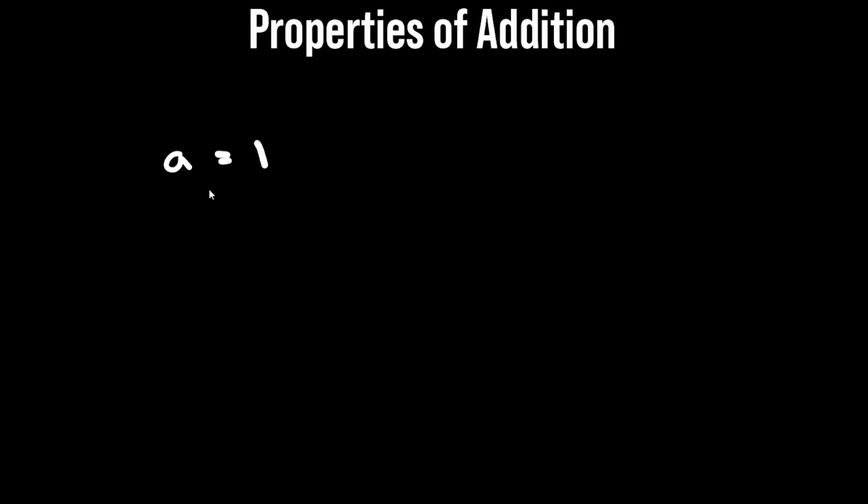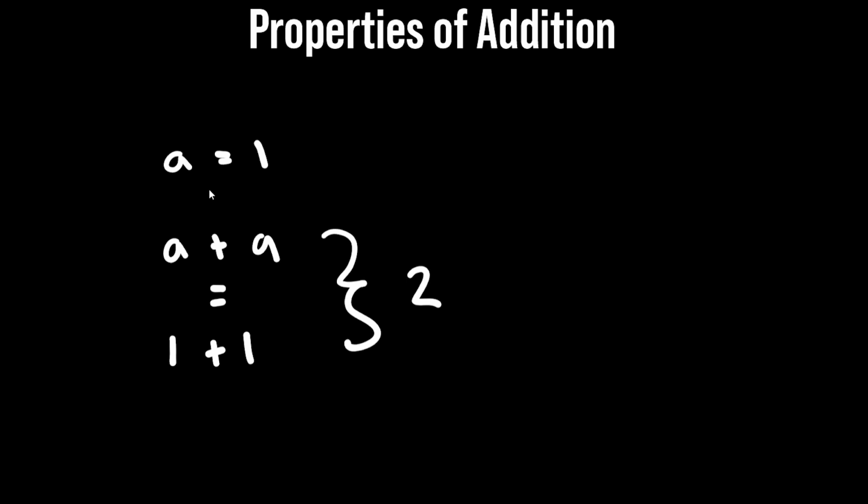So what would A plus A be? Well, A plus A would be the same. This is equivalent to 1 plus 1. And we all know 1 plus 1 is equal to 2. So the answer is 2 in either case. Because A, we have given the value of 1, 1 plus 1, or A plus A, is equal to 2.